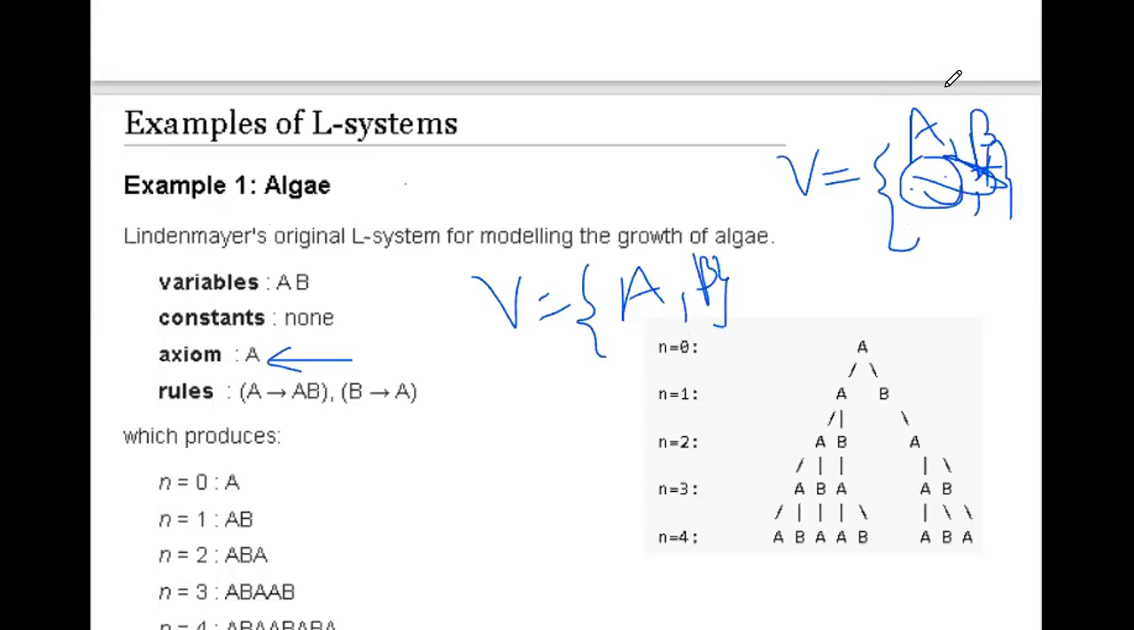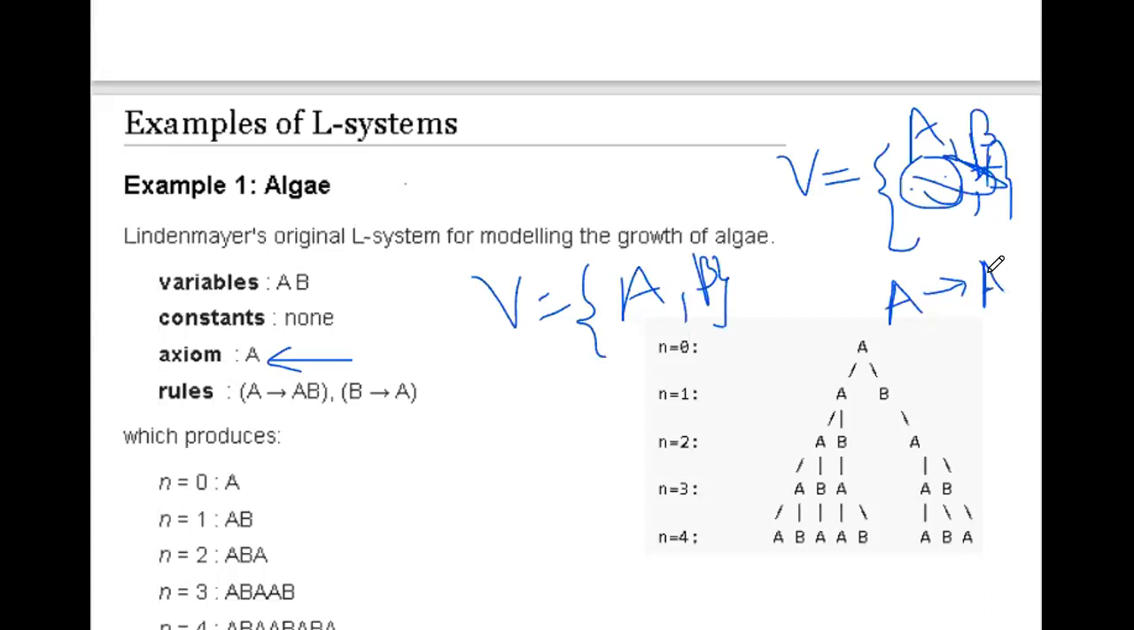And all symbols are variables. That means each symbol has a rule. So if you read a word, when you encounter this symbol, which one is it converted to? AB, like that you can define. You can define any rule.